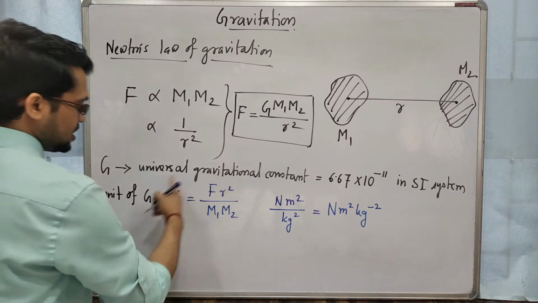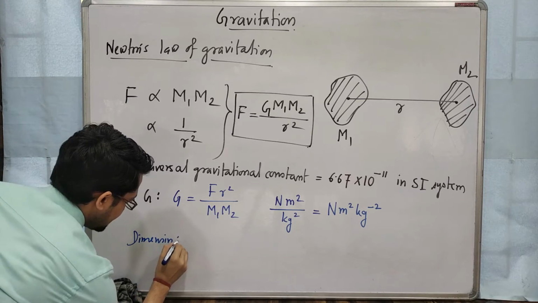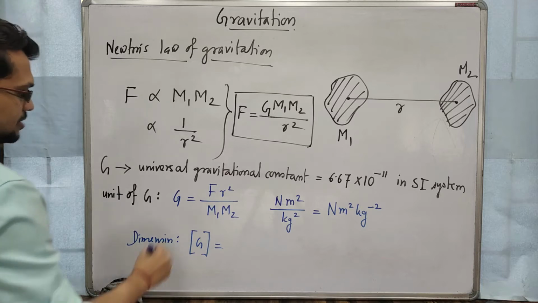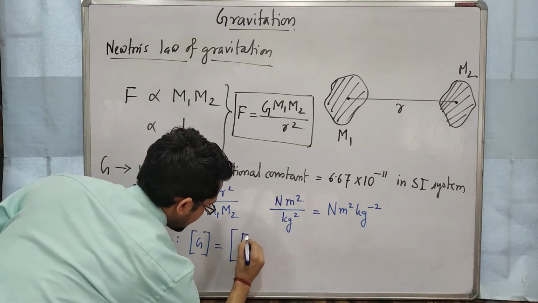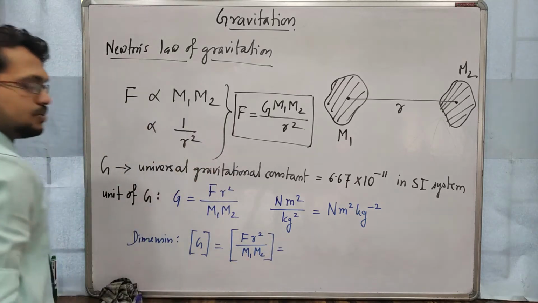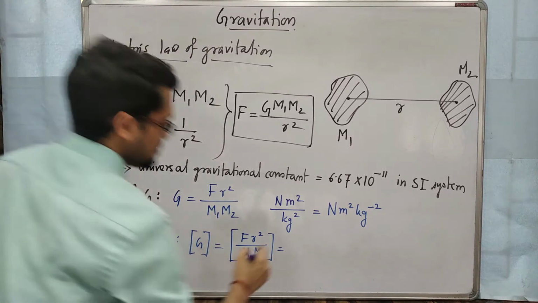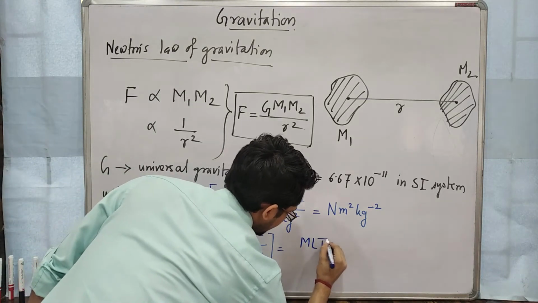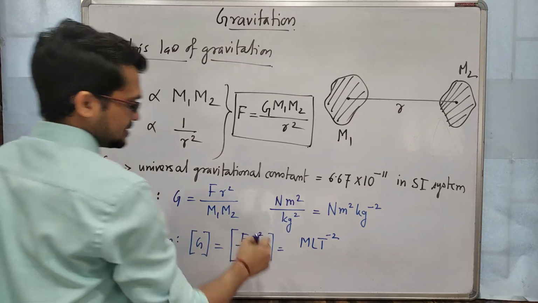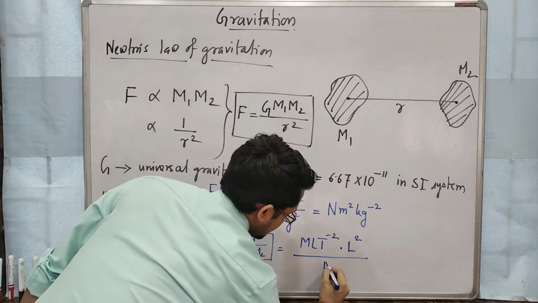Dimension: for dimension we will use the same equation. Dimension is written inside the third bracket. So G equals dimension of F r square by m1 m2. F is force. What is the dimension of force? The dimension of force is M L T to the power minus 2. We have already discussed that in the dimension part. R is the distance, so L square, and m1 m2 are the masses, so M square.